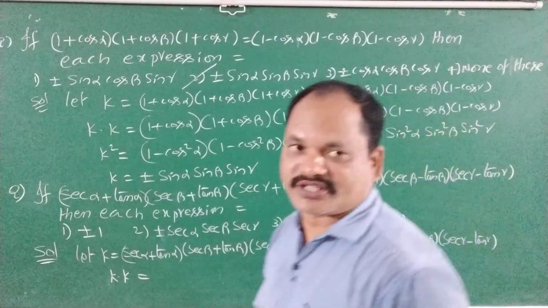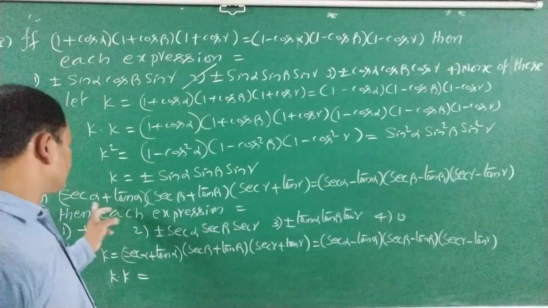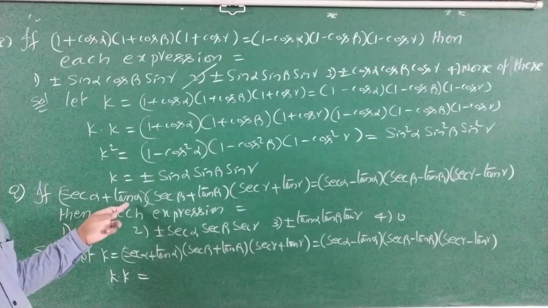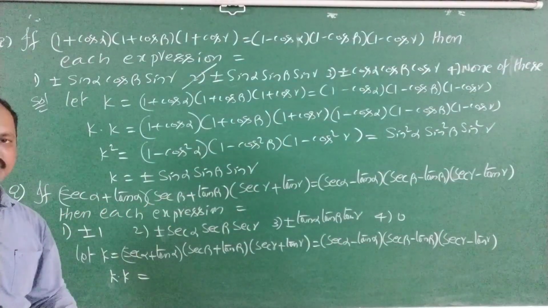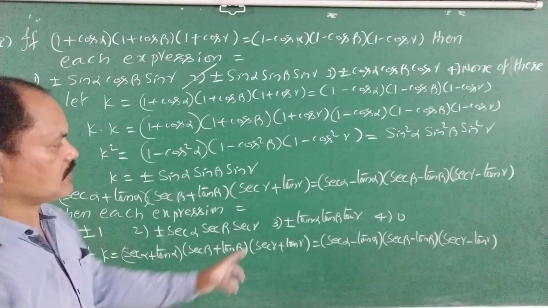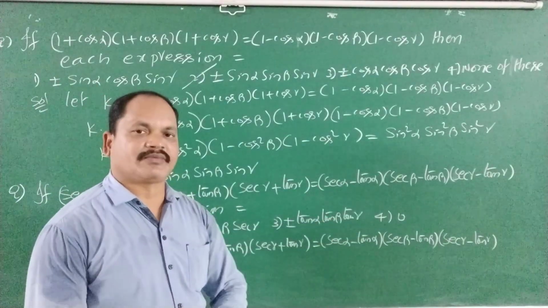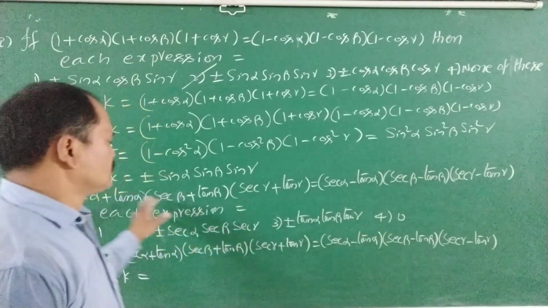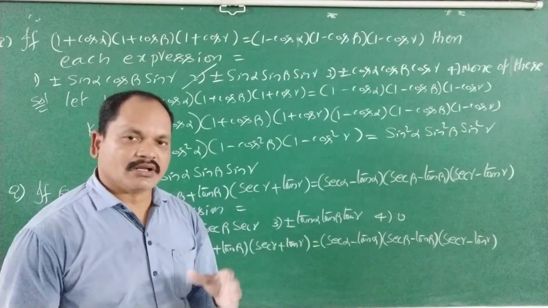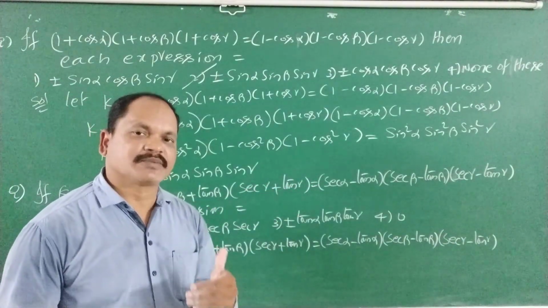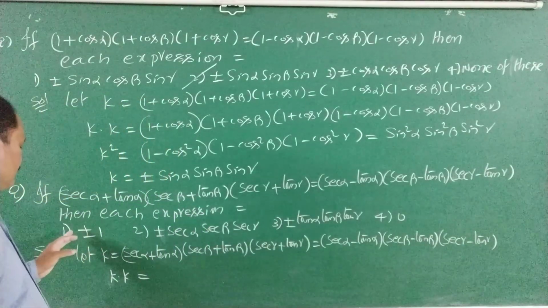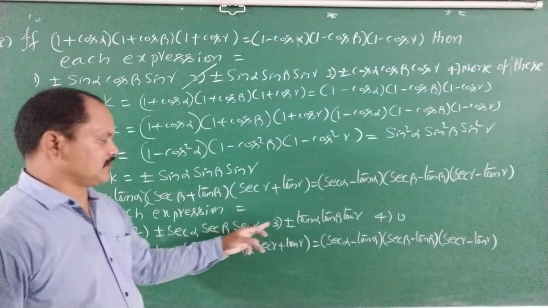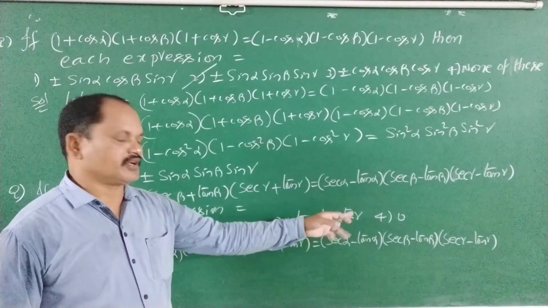Now we are going to the same question, depending upon the same concept. Secant alpha plus tan alpha into secant beta plus tan beta into secant gamma plus tan gamma is equal to secant alpha minus tan alpha into secant beta minus tan beta into secant gamma minus tan gamma. So these expressions are equal. Now each expression is plus or minus 1, plus or minus secant alpha secant beta secant gamma, plus or minus tan alpha tan beta tan gamma, and 0.